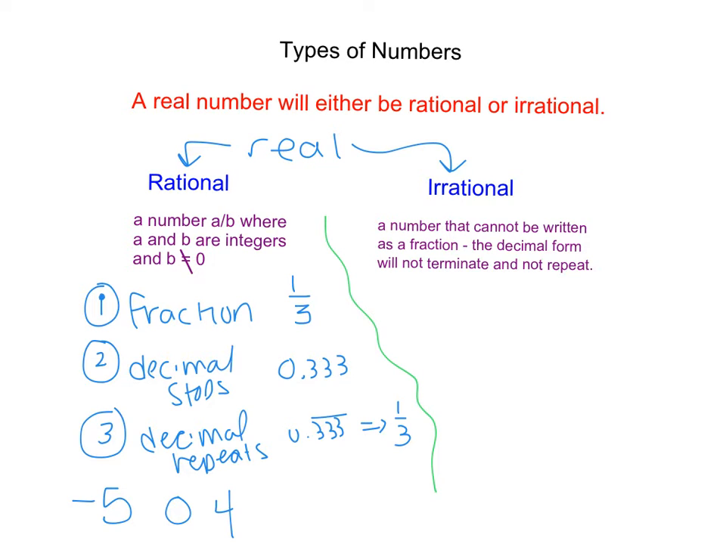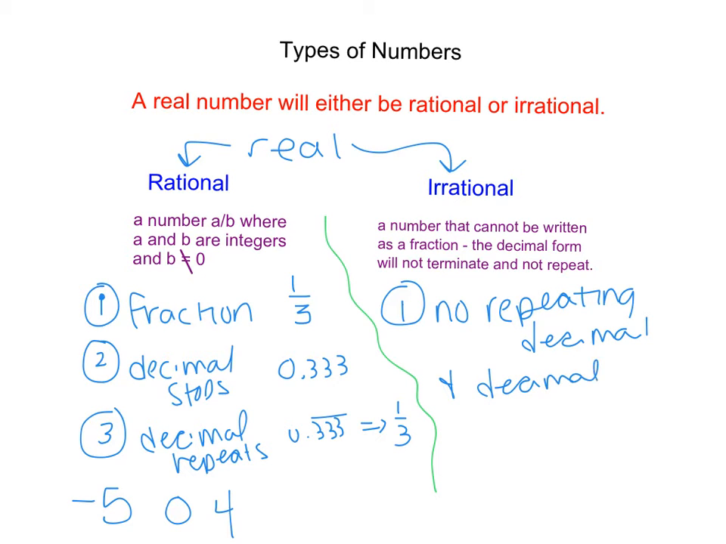Now, an irrational number is something that cannot be written as a fraction. So there's no way to turn it into a fraction because there's no repeating decimal, so that's something to keep in mind here. There's no repeating decimal, and the decimal does not stop. So it keeps going and going, but there's no repeating to it. So this means that a number like pi, 3.1415926, and it keeps going with no pattern, pi is an irrational number.